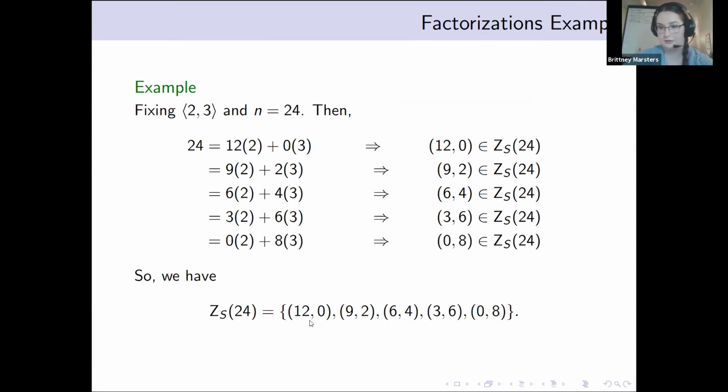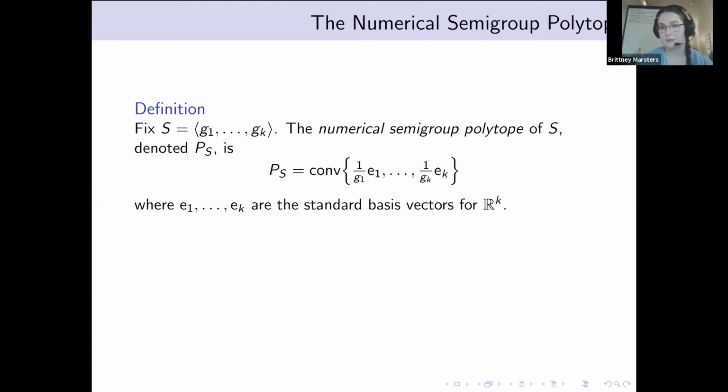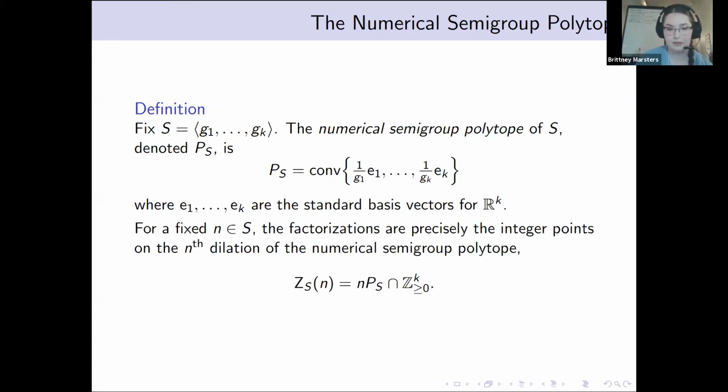All right, in the beginning, I showed you the little animation, and we had that nice codimension 1 simplex. And I said, really, all this is two polytopes playing well together. So let's introduce the second polytope. When we fix a numerical semigroup S, the numerical semigroup polytope of S, which we're going to denote P_S, is going to be the convex hull of 1 over our first generator times our first basis vector, all the way up through 1 over our last generator times our last basis vector. And it's always going to be a nice little codimension 1 simplex.